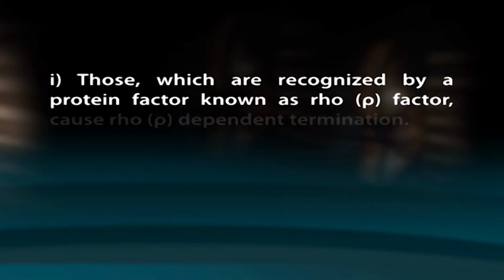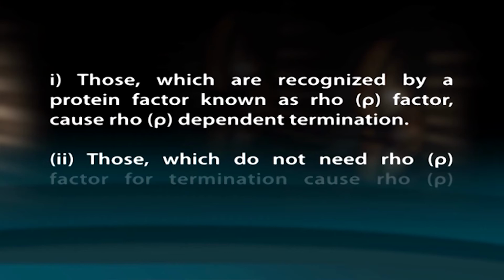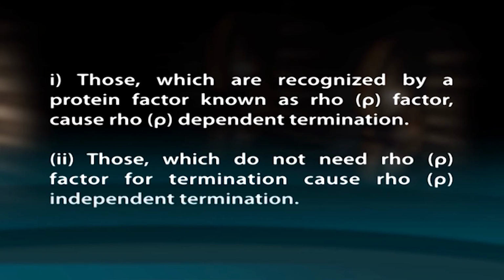It will be seen that the termination actually depends on the scrutiny of not only the DNA template, but also that of the product, that is RNA, obtained by transcription. There are two types of transcription terminations in E. coli. The termination signals found on DNA can be of two types. One, those which are recognized by a protein factor known as Rho factor, which cause Rho dependent termination, and two, those which do not need Rho factor for termination, which cause Rho independent termination.